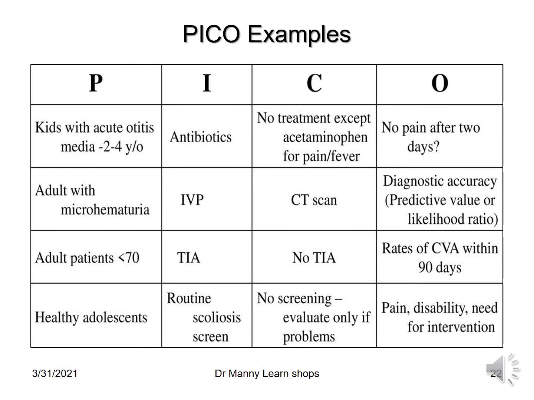Then there are other examples, just to reinforce the concept. P, for example, children with otitis media. The intervention is antibiotics. The comparison is no treatment, just give them paracetamol if they get a fever or they have pain. What's the outcome? What's their pain like after 2 days? And so on. PICO, an important tool to use when you're formulating your question.